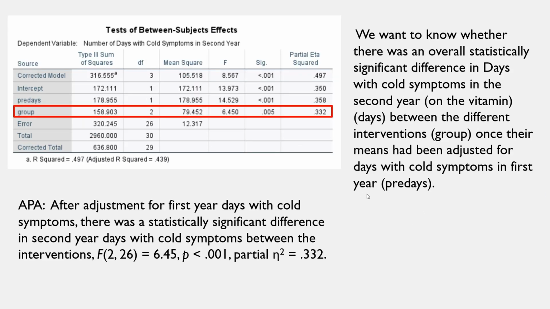Okay, so now we want to know whether there was an overall statistically significant difference in days with cold symptoms in the second year on the vitamin, which is the days variable, between the different interventions, which is the group variable, once their means had been adjusted for days with cold symptoms in the first year, which is the pre-days. So we're looking at the grouping variable, and we want to know, is that significant? And we find that it is. After adjustment for first year days with cold symptoms, there was a statistically significant difference in second year days with cold symptoms between the interventions. And you write out the F statistic.